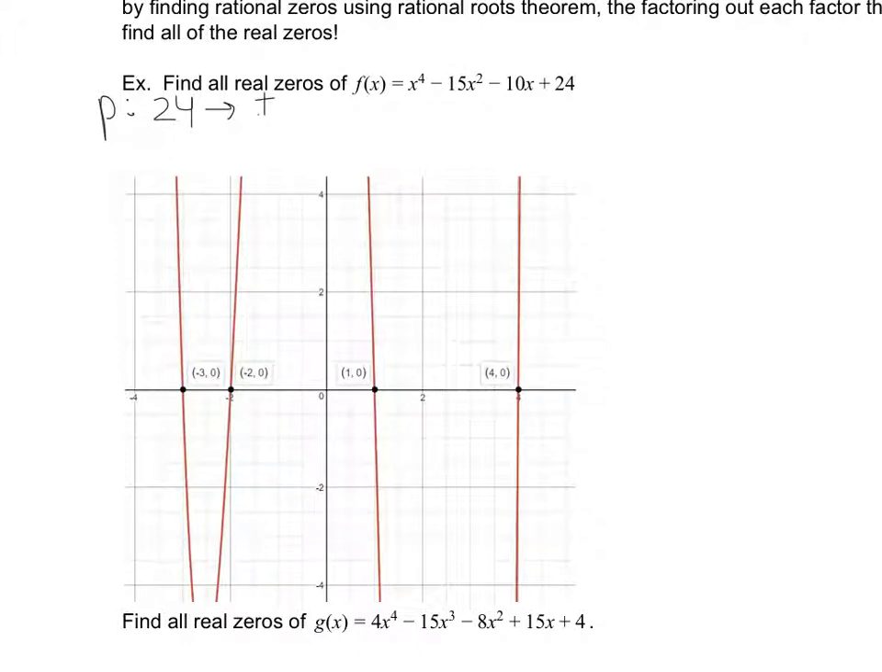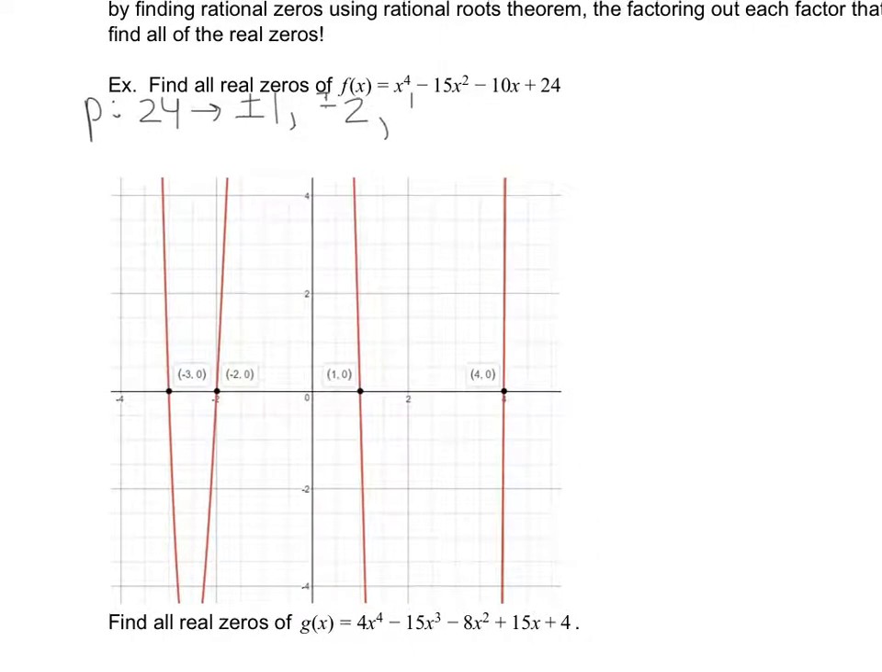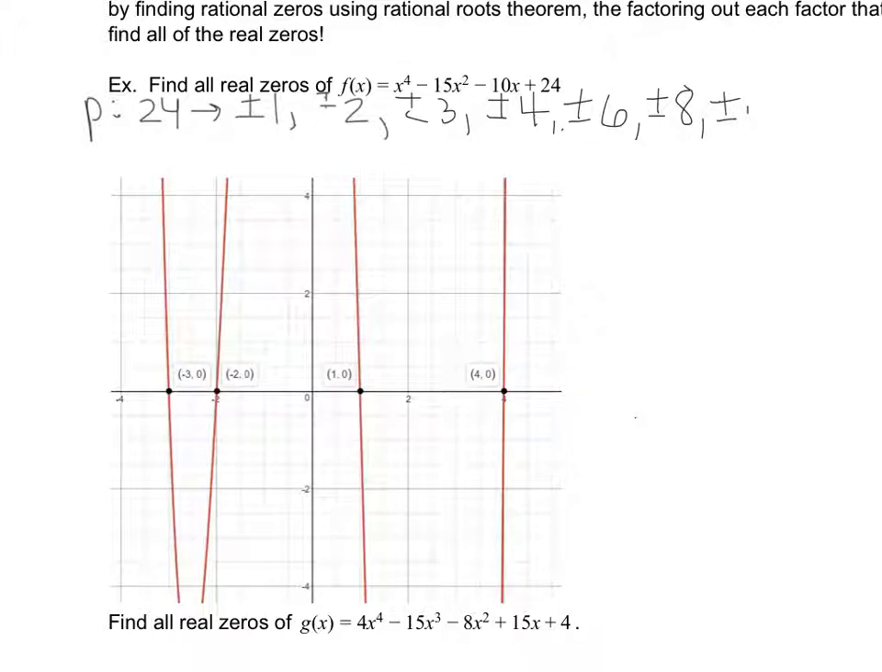So plus or minus 1, plus or minus 2, plus or minus 3, plus or minus 4, plus or minus 6, plus or minus 8, plus or minus 12, and lastly, plus or minus 24. So those are all the factors of P.